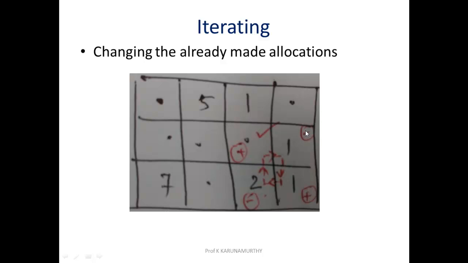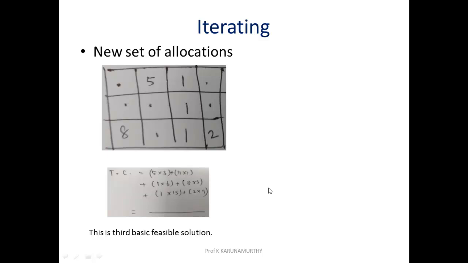Now we have to select the cell wherever we have marked negative value, these two cells. Among these two cells, which is having the minimum value, this is having the minimum value. So that value we are going to add if the cell is marked with positive sign, and we are going to subtract if that cell is marked with negative sign. Right, 1 we have selected. So now what will happen, new allocation will be in the third basic feasible solution. The new allocation, here you will have 1, this allocation will become 0, this will become 2, and this will become 1. Right, so this is the new set of allocation which we have made. This is the third basic feasible solution.